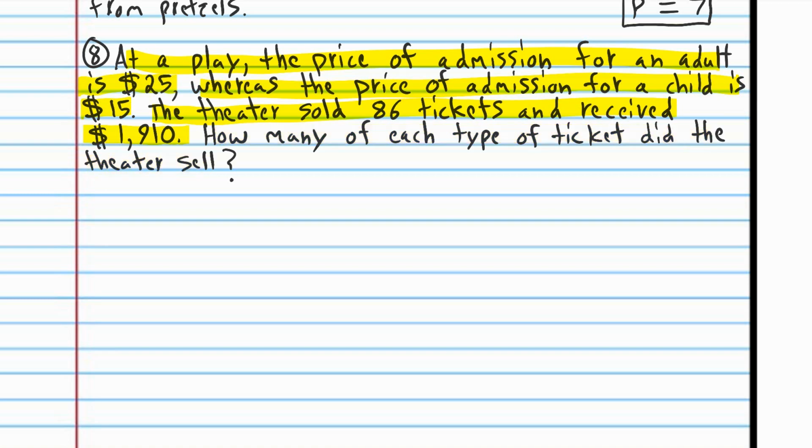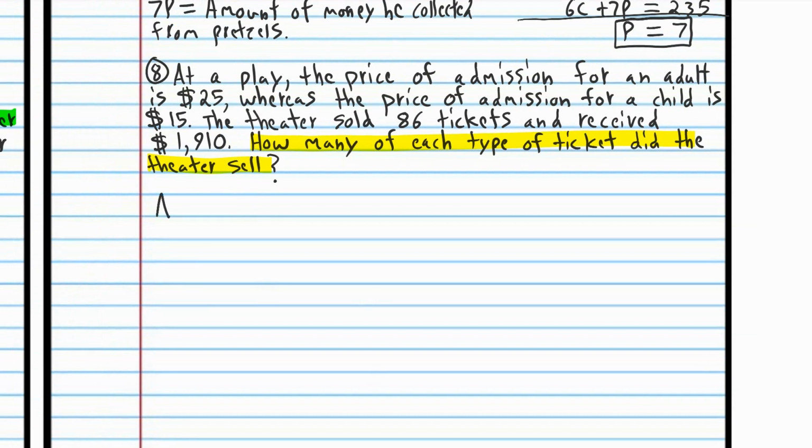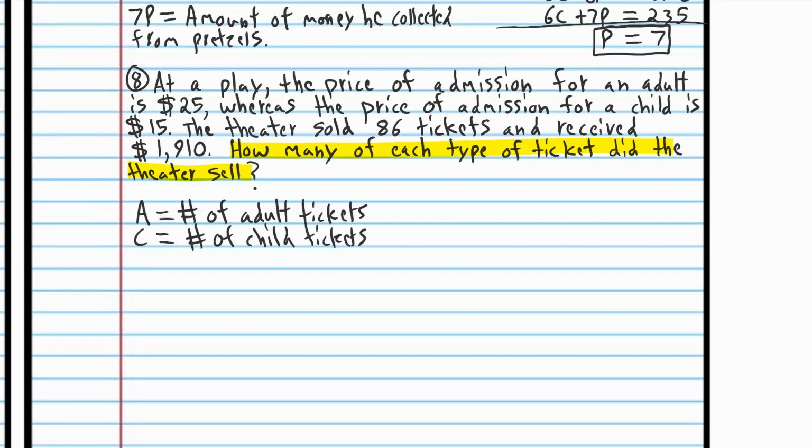So obviously, as usual, we're going to start with defining the variables. That's the easiest part, because the question tells us how to define the variables. How many of each type of ticket did the theater sell? So we're going to let A equal the number of adult tickets, and we're going to let C equal the number of child tickets. So again, that's the easy part. And now we're going to look for the easiest equation, and that's going to be the theater sold 86 tickets. So the number of adult tickets plus the number of child tickets is equal to 86.